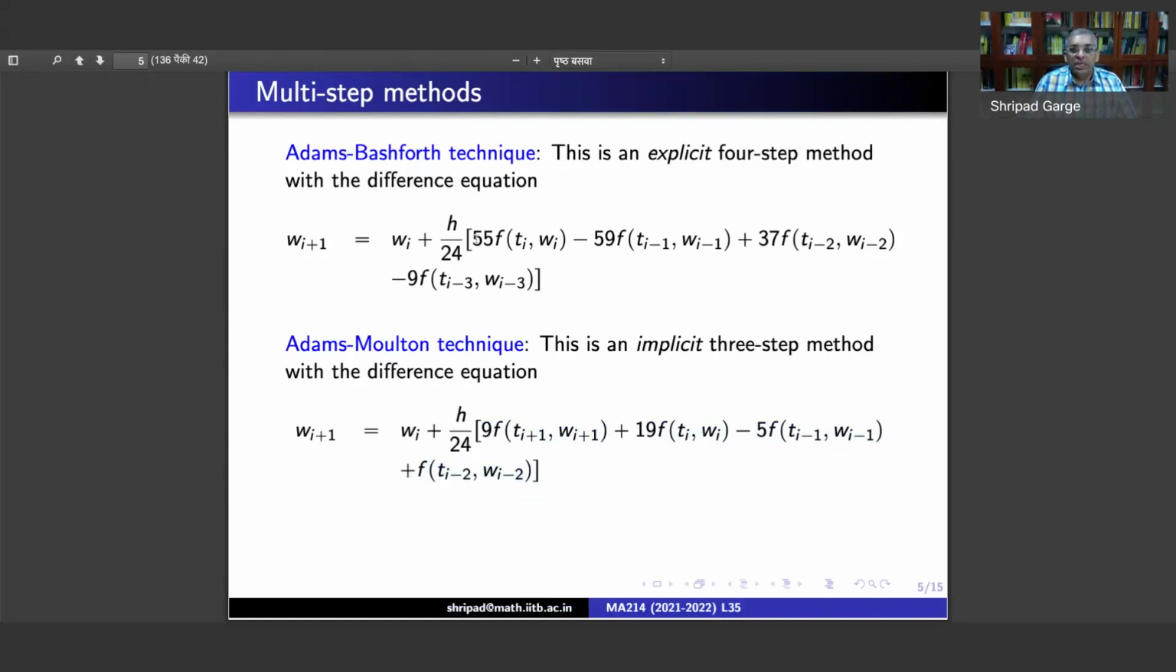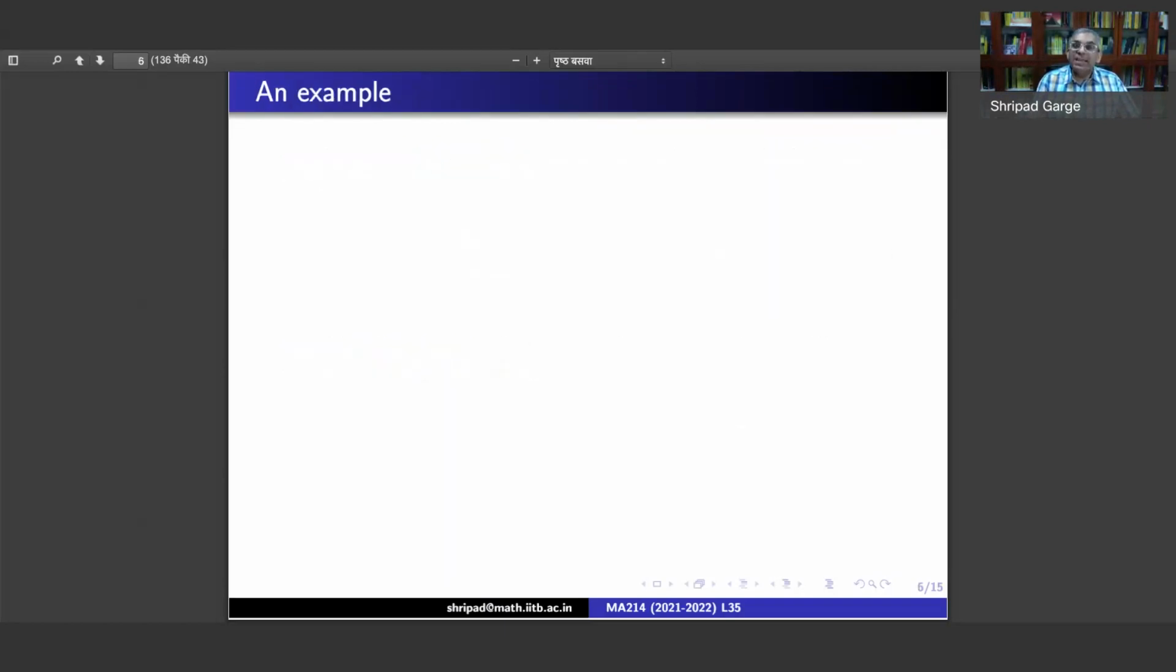You see that this implicit method looks very simple-minded. Here you had numbers like 55, 59, 37 and 9, whereas here the numbers are 9, 19, minus 5 and plus 1. And moreover, in these methods all the a_i are 0. You don't have w_i plus a constant times w_{i-1} plus another constant times w_{i-2} plus another constant times w_{i-3}. Those are not present. Only the corresponding function values are present. So these are the two reasons why these are more popular methods. And let's now try to see whether we can apply these methods.